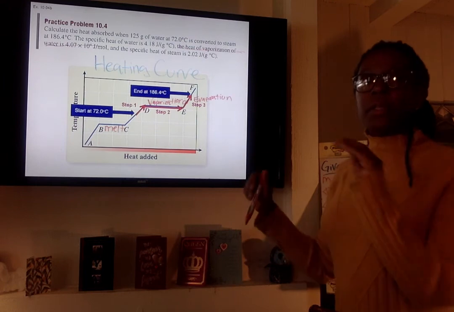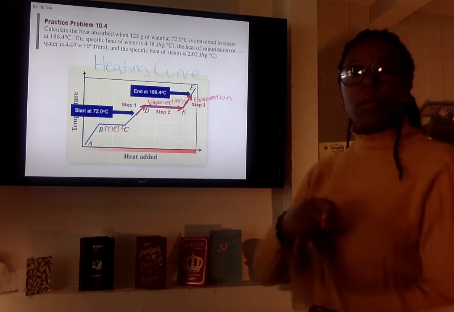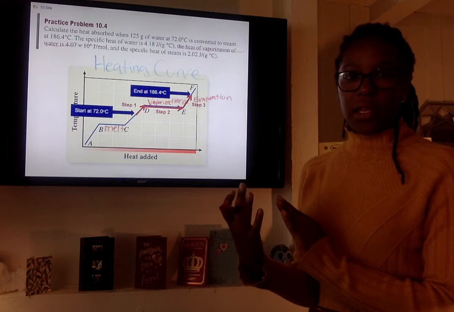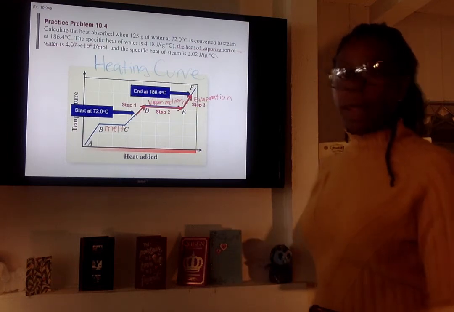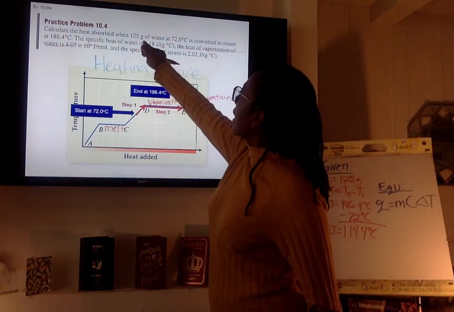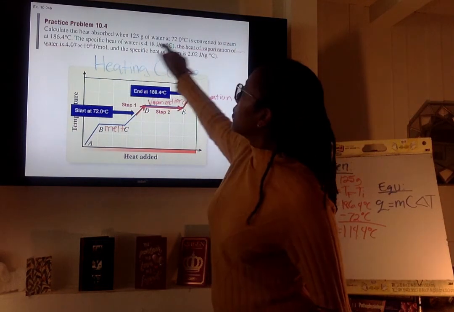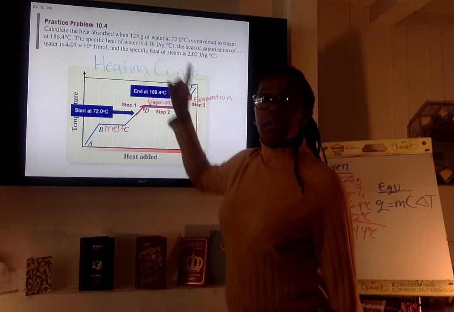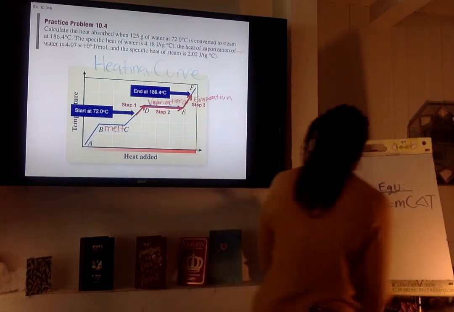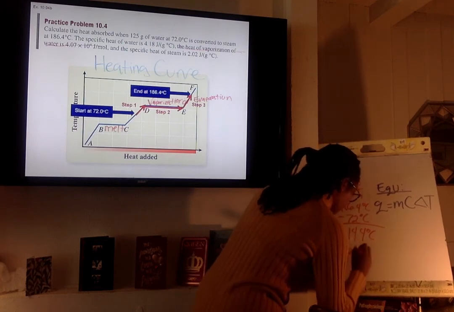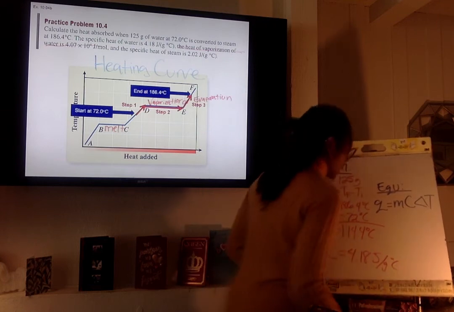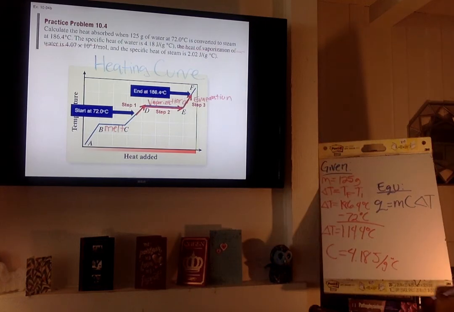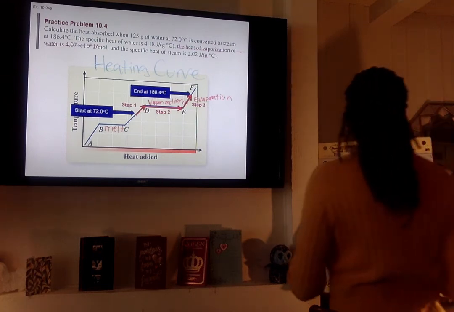When we're going through these changes, you want to ask, which state did we start in? Whatever state you started in is the specific heat that you're going to take. So we start as water and we convert to steam, so we're going to use the specific heat of water rather than the specific heat of steam. The specific heat of water is 4.18 joules per gram degrees Celsius. Now you're just going to plug all of this into your equation.